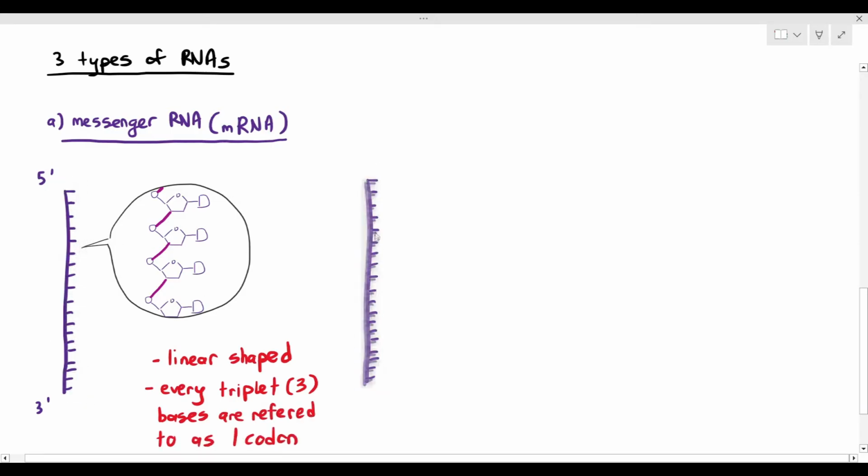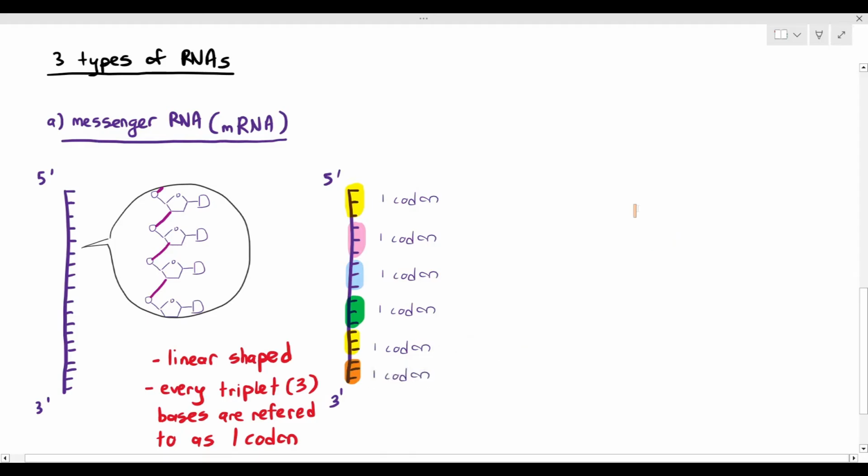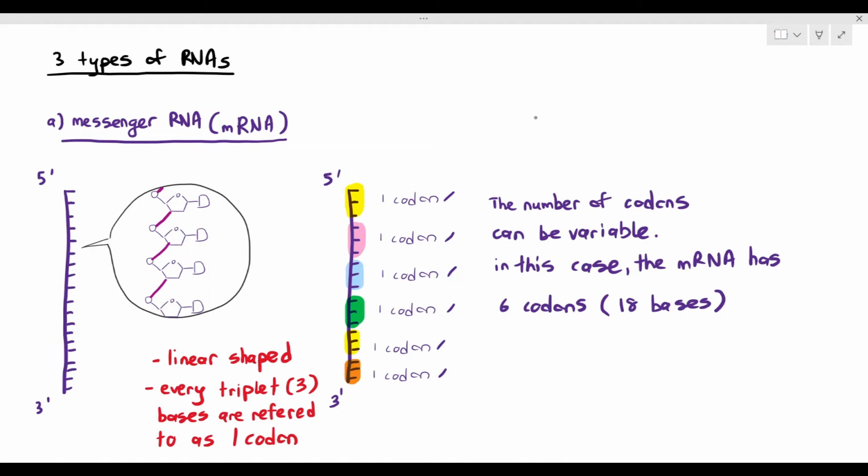Okay, now what do I mean by that? Let's just draw it out again. As you can see here, I'm highlighting every three bases on the mRNA, and each of the triplet bases is referred to as one codon. Now, why is this important? We will explain that later. But what we have to know now is every three bases on the mRNA equals one codon. That's basically it. The number of codons can be variable in the mRNA. In this case, the mRNA has 6 codons because it has 18 bases in total.